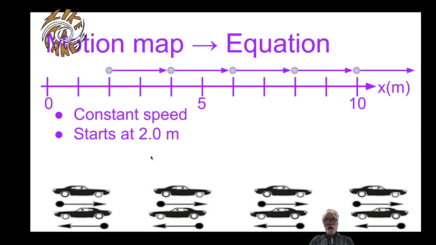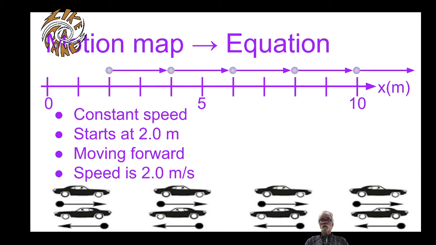Because the first dot is at 2 meters, we know the starting position. Because the velocity vectors all point in the positive direction, we know it's moving forward. And because the dots are 2 meters apart, we know that it's moving 2 meters every second. So the speed is 2 meters per second.